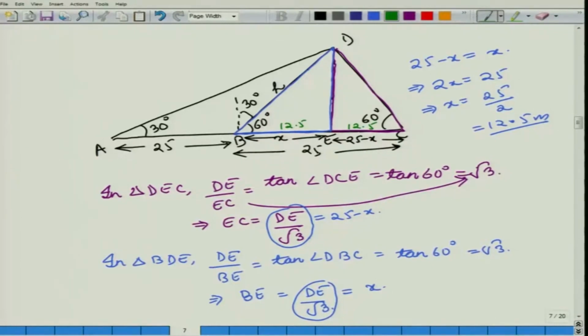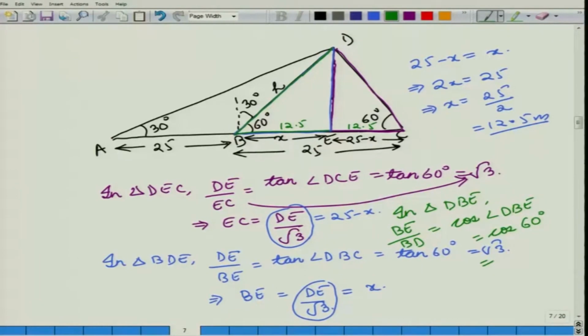Now, we are interested in knowing this side, that is DB. Now, in triangle DBE we have BE upon BD, which is equal to cos of angle DBE, that is cos 60 degrees. Now, how much is cos 60 degrees?